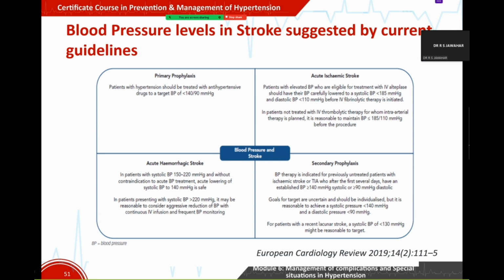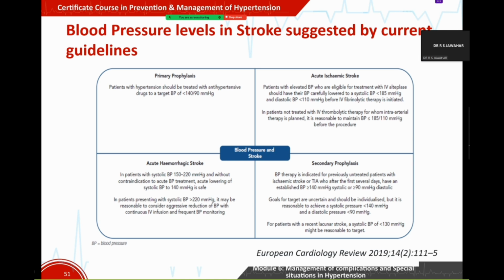So in secondary prophylaxis, in hypertension with TIA or established stroke, what about the goals? Goals for the treatment target are uncertain and should be individualized, depending on the comorbidities, age, etc. It is reasonable to achieve a systolic pressure less than 140 and a diastolic less than 90. So in secondary prophylaxis, use an antihypertensive and your goal is less than 140 by 90.